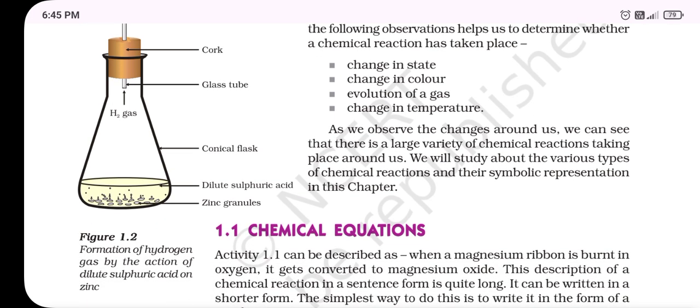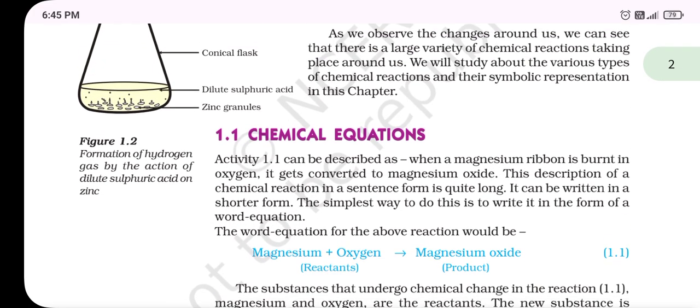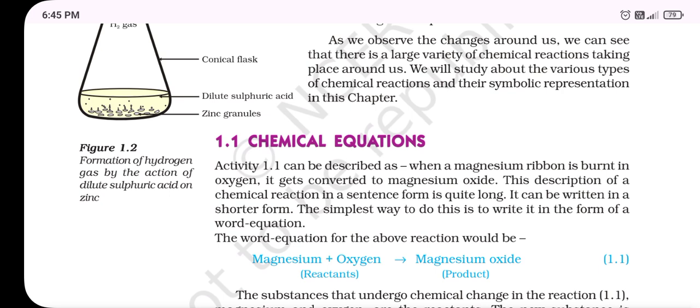As we observe the changes around us, we can see that there is a large variety of chemical reactions taking place around us. We will study the various types of chemical reactions, and their symbolic representations, in this chapter. So get ready, let's go.